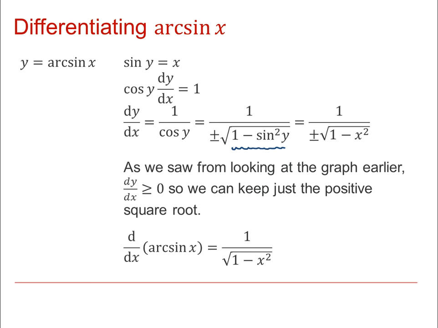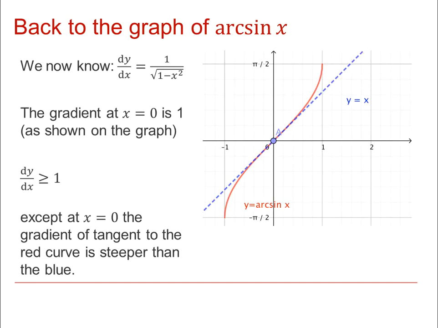Now let's go back, now that we know what the derivative is, and consider how that compares to the graph that we had earlier. We know that we've got 1 over the square root of 1 minus x squared for our derivative, and therefore if we put x equal to 0 and look at the gradient here at the origin, we can see that it must be equal to 1, so the tangent at the origin there is the line y equals x.